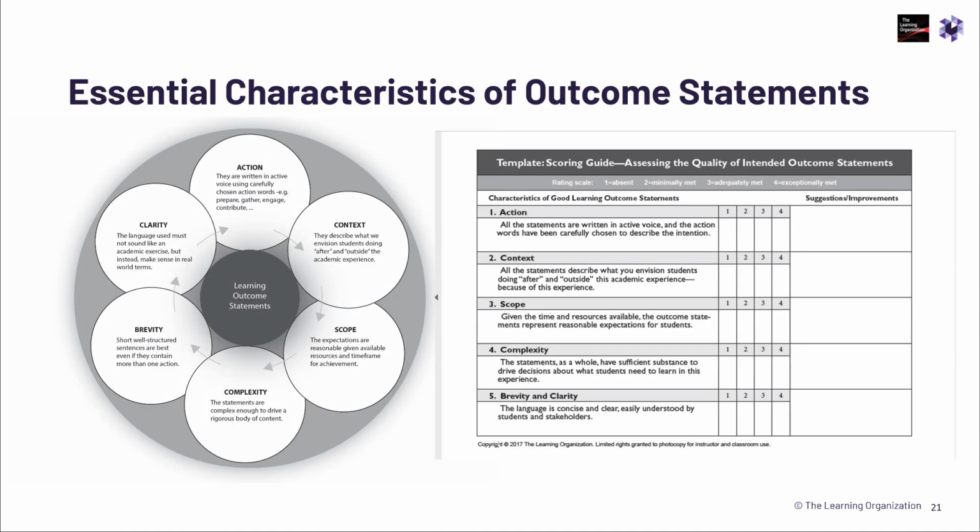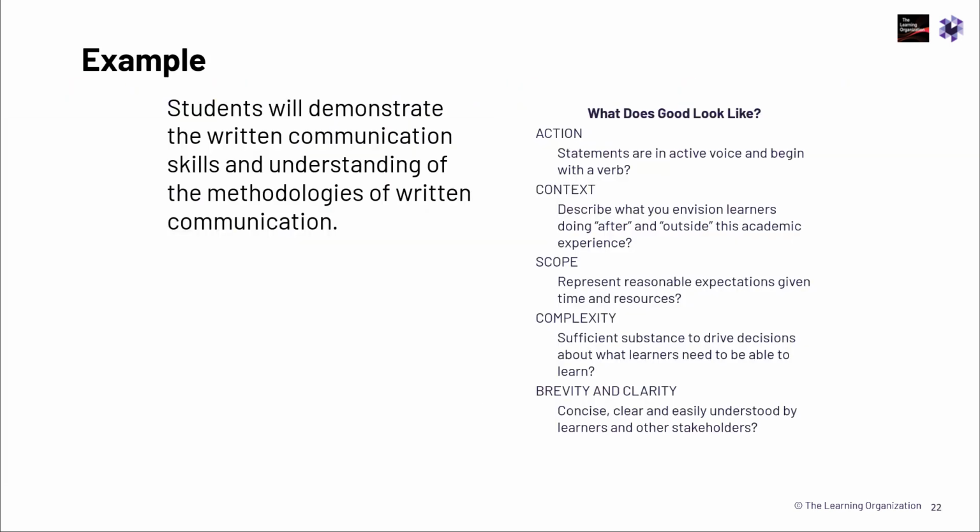Without strong outcomes, you have a hard time deriving content. So here's 5 characteristics of what a good outcome statement has. And it's about action, context, scope, complexity, brevity, and clarity. So we're going to look at an example real quick. So I took this example from an actual course. So it says students will demonstrate the written communication skills and understanding of the methodologies of written communication. So right there's some redundancy, but I took it as is.